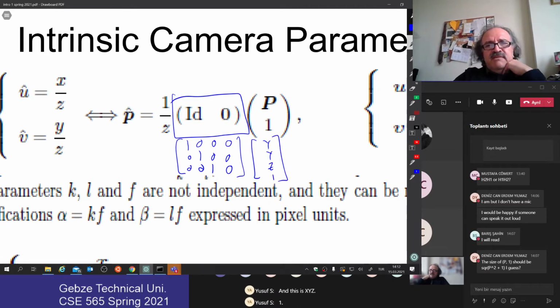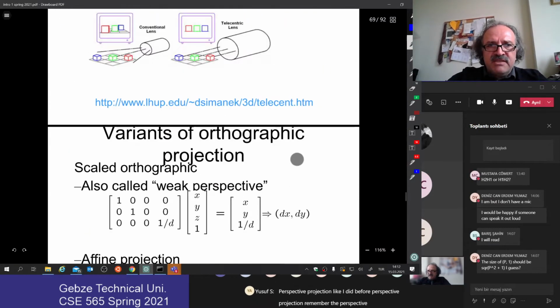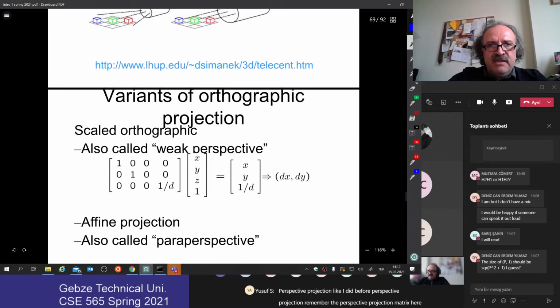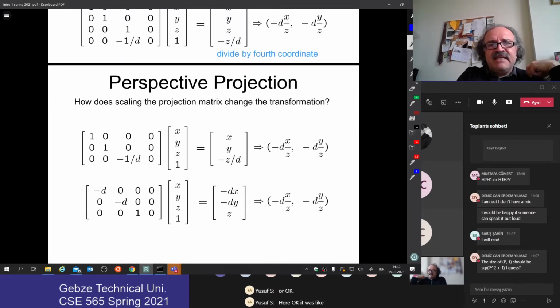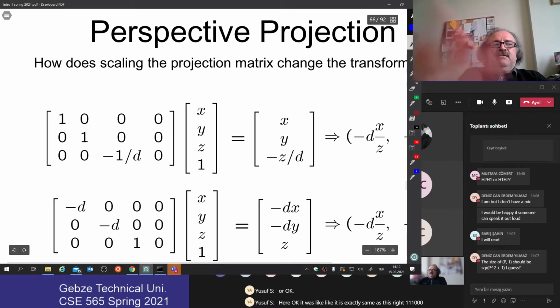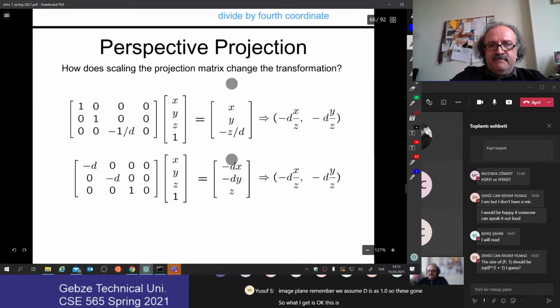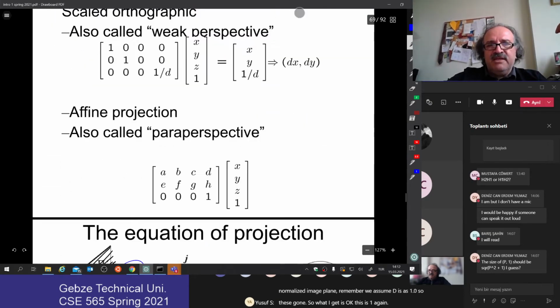So what did I do with this one? It is just perspective projection. That's it. Perspective projection, like I did before. Remember the perspective projection matrix here? It is exactly the same as this, right? 1, 1, 1, 0, 0, 0. But you will ask where is D? Well, since this is the normalized image plane, remember, we assume D is 1.0, so D is gone. So what I get is, this is 1 again. That's what I did.